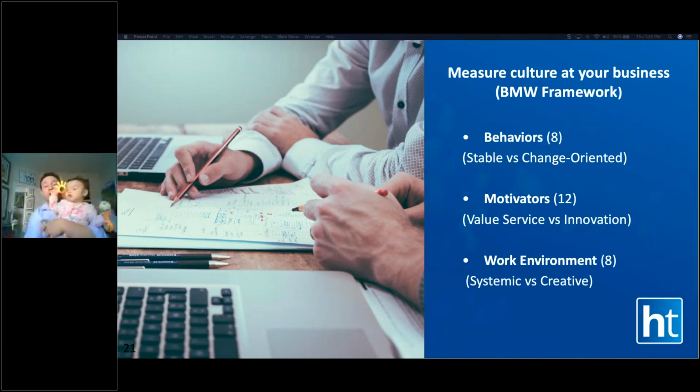So, measure culture at your business. How do you do that? Let's get into some specifics. Now we're going to get into real tangible. Up until now, it's been all conceptual. And as my daughter's showing, she's really excited to jump into the details.